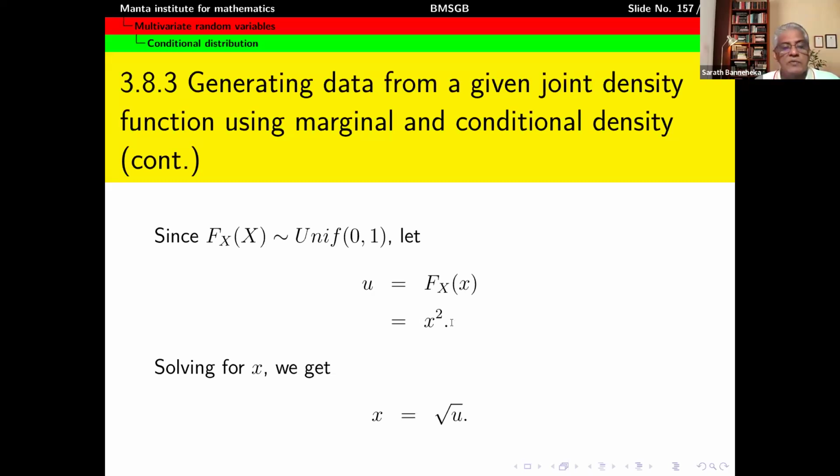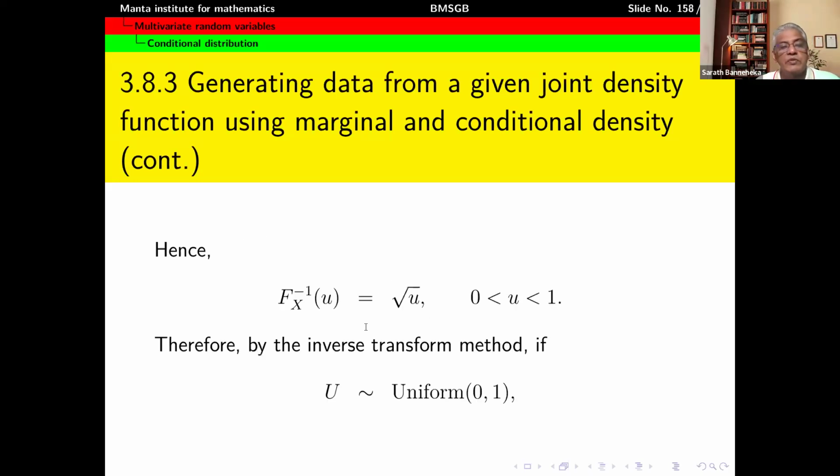So u is equal to x squared in this case. So x will be equal to the square root of u. That will give you the inverse of this F_X. So the inverse, F_X inverse evaluated at u, will be equal to the square root of u, right?